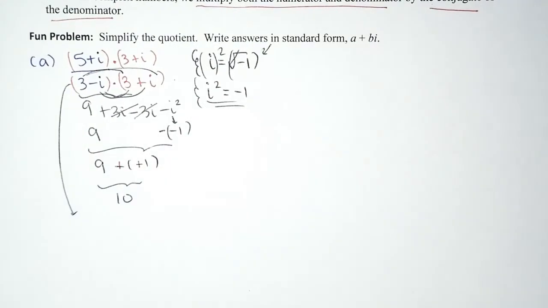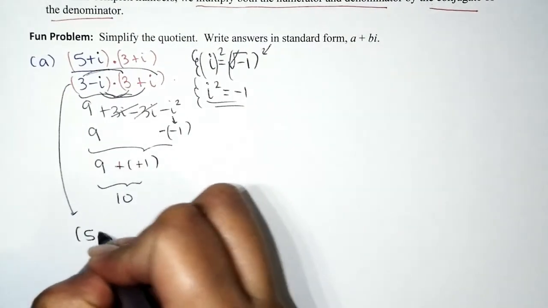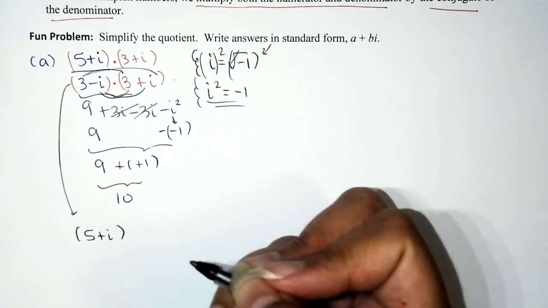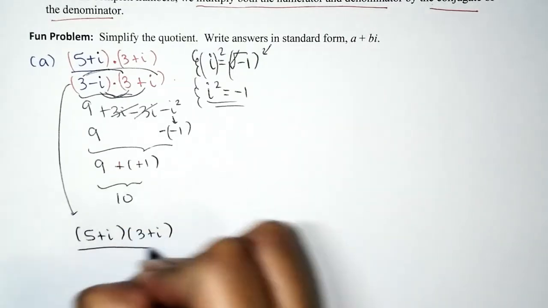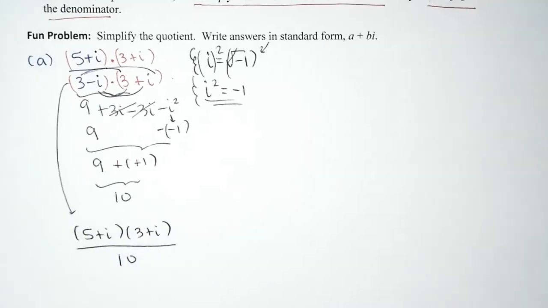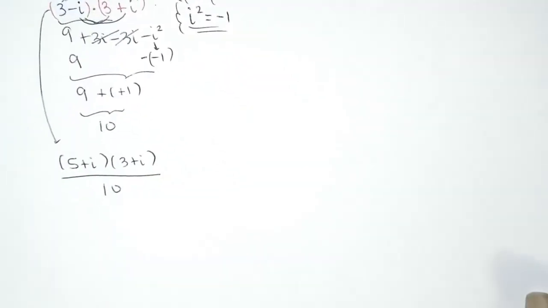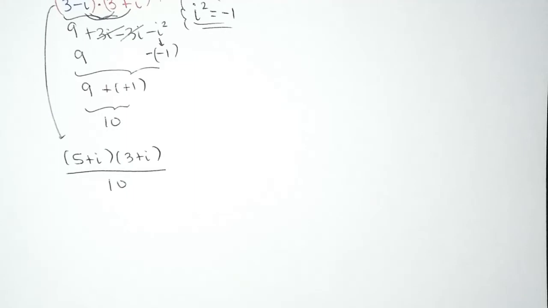So let's go ahead and bring down our problem. In the numerator, we have the product of 5 plus i and 3 plus i, and that's all over 10. So what are we going to do? We're going to go ahead and simplify the numerator. And if it turns out that we have a real part and a pure imaginary part, then we're going to have to split it so we can highlight what the real part and the pure imaginary part is.